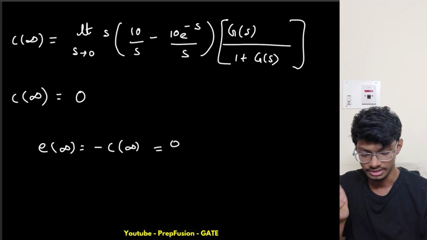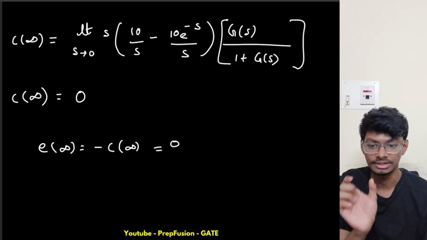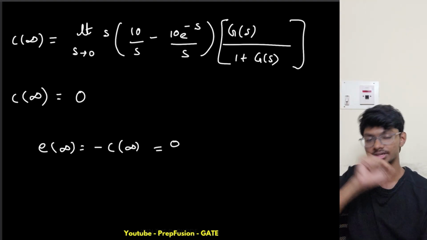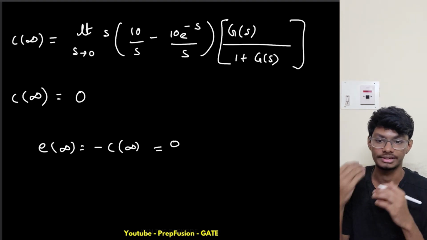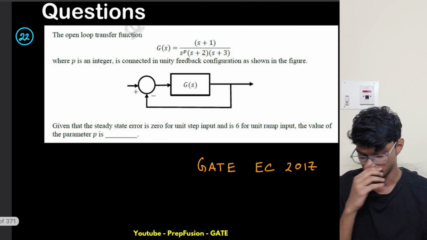But intuitively also we can understand, right? It's something like an impulse I'm applying and suddenly taking out the input. So obviously my output will also be 0. So hence my error signal will be 0 only. Okay, so this was this question basically.